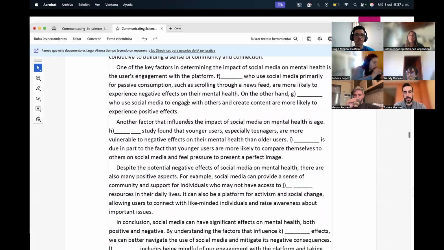Another factor that influences the impact of social media on mental health is age. This study found that younger users, especially teenagers, are more vulnerable to negative effects on their mental health than older users. I don't know why it is cut in the middle, it's only one word.